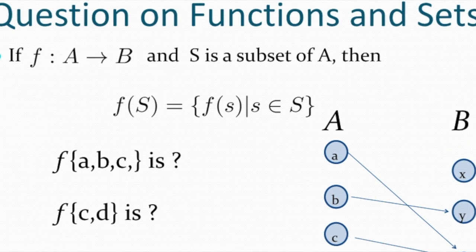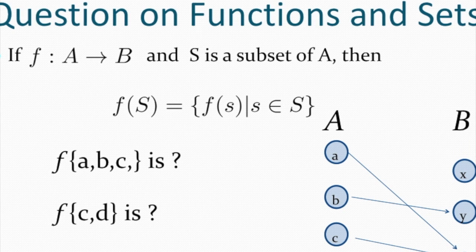You need to ask yourself one simple question. These elements, to what have they been mapped in the set B? They have been mapped to Y and Z. So the answer to this question is going to be the subset Y and Z, because these are the elements that have been mapped under the function f.